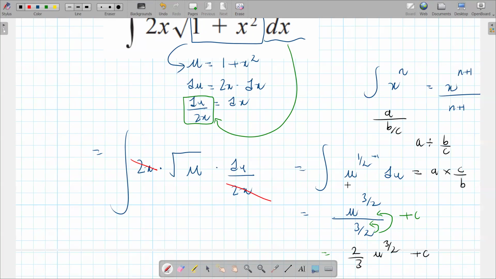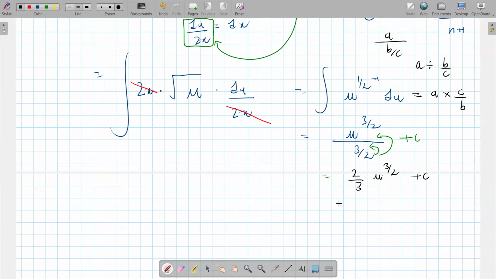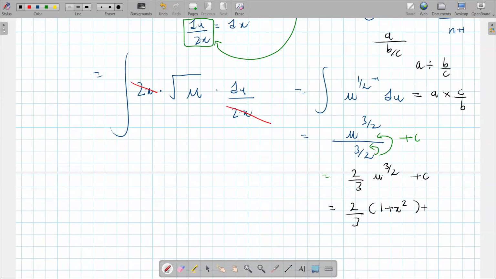But here's the thing. There's no u in the question. That's just something that we introduced. So we have to take it away. We have to replace u with what it actually is. So in this case, u is 1 plus x squared. The question is in terms of x. So our final answer, 2 over 3, 1 plus x squared to the power of 3 over 2 plus c would be the final answer.